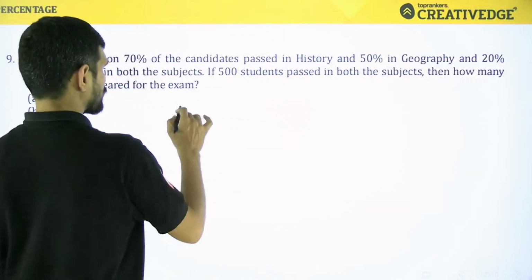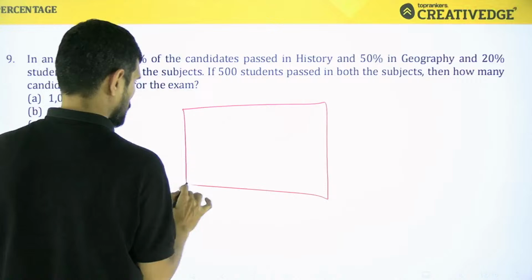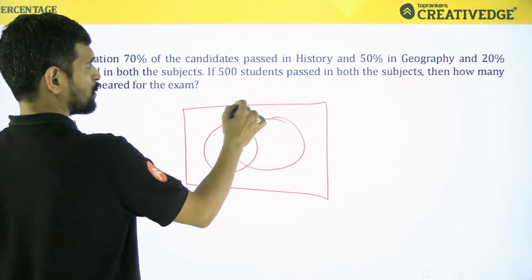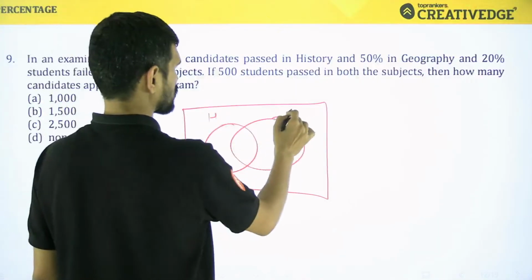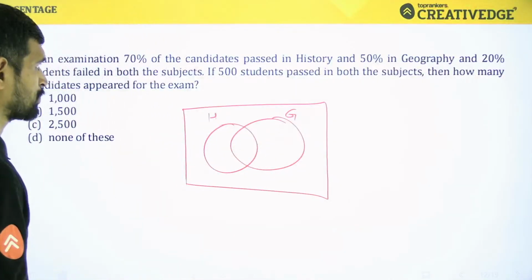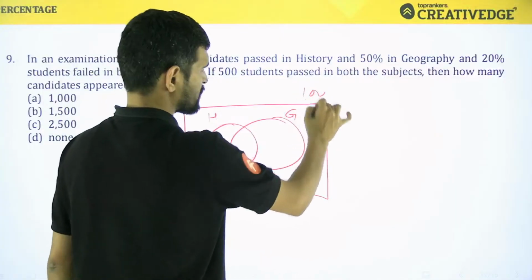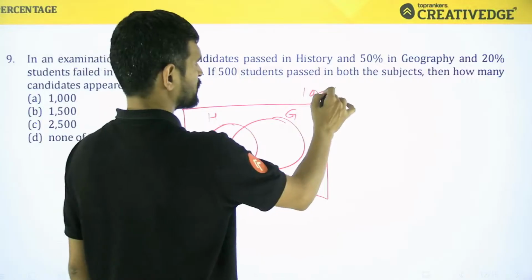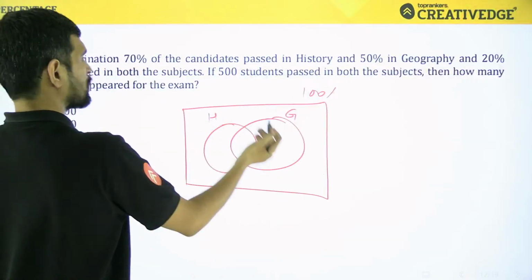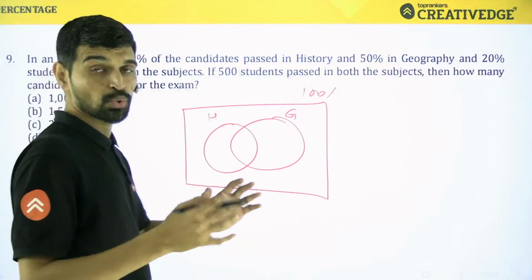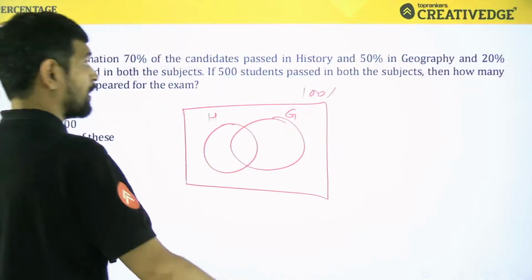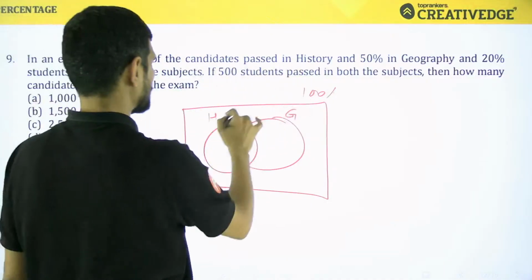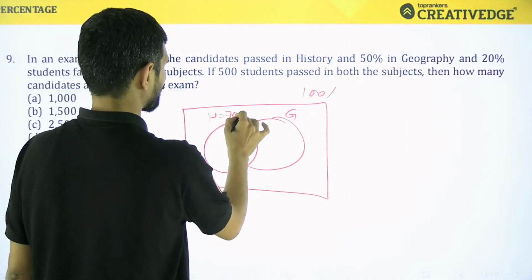Right. So we have got four different possibilities because we are talking about two subjects, right? There is one subject called history, there is another subject called geography, right? Number of students who are appearing for the exam is 100%, right? And this 100% is the total number of students who are appearing for the exam, right? Out of these, how many? 70% of the candidates passed in history. So passed in history, 70%.